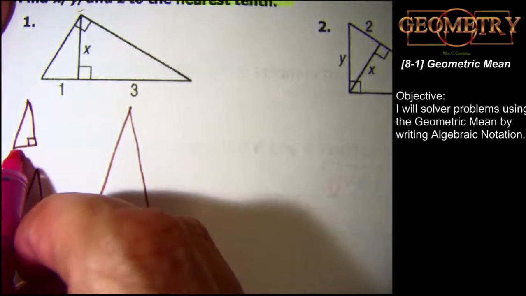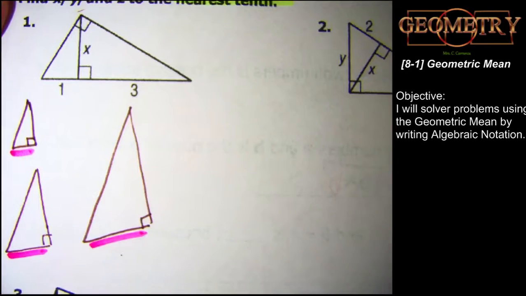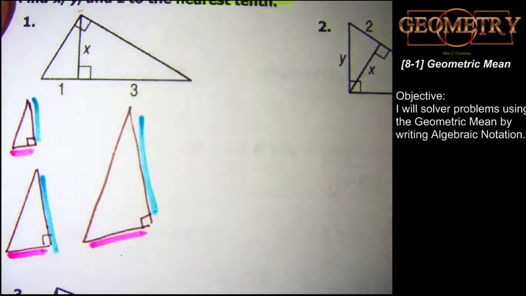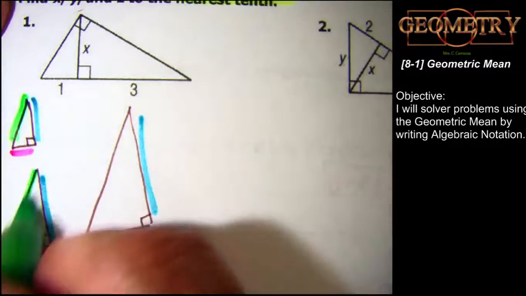All right, and all of these are going to be the short side. I'm going to color them all in pink. This will be the medium side. I'm going to color them all in blue. And these will be the long side. I'm going to color them all in green.